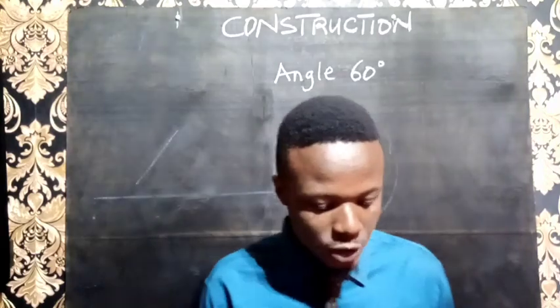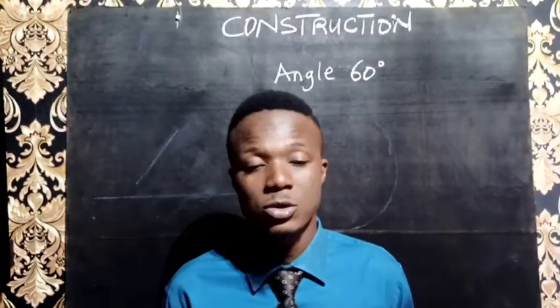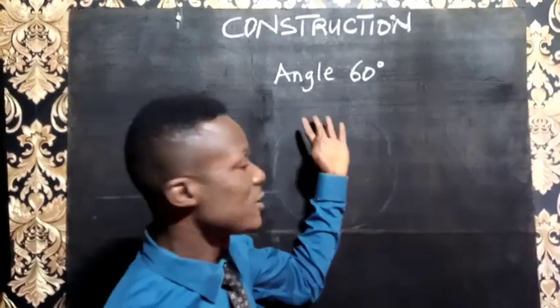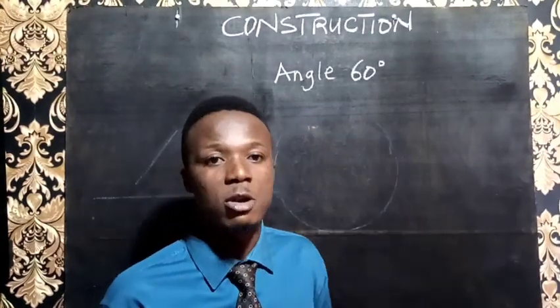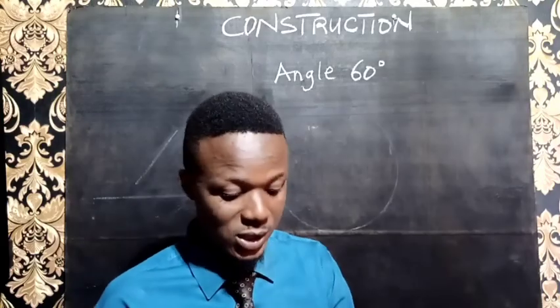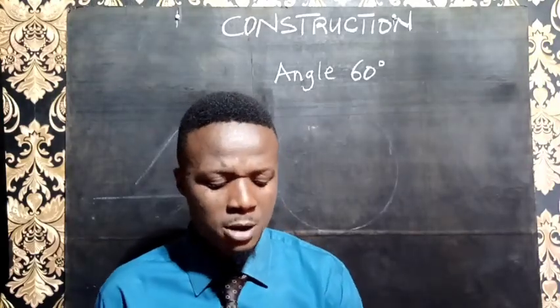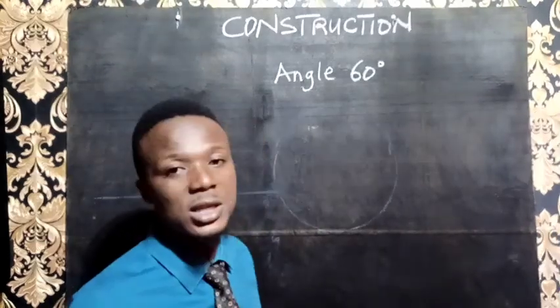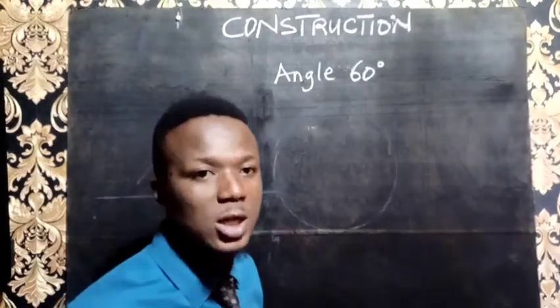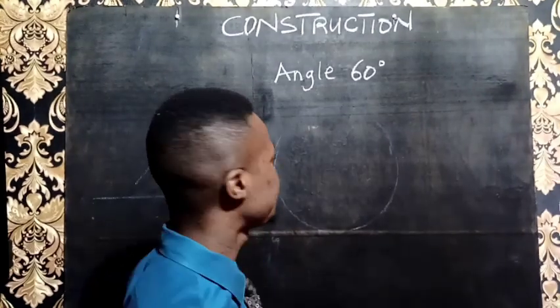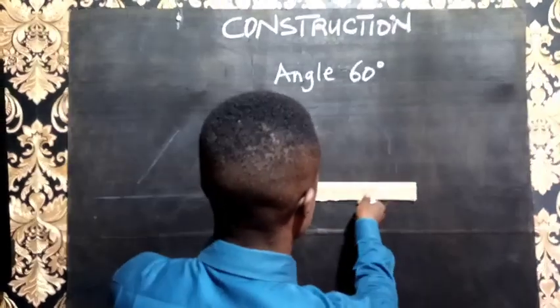So today we're going to learn how to draw some special angles, how to construct them, of which 60 degrees is part of the special angle. There are numerous of them, but let us start with the construction of angle 60 degrees. Now, the first step you take if you want to construct angle 60 degrees is to foremostly draw a straight line of any length. Now, let's draw a straight line.